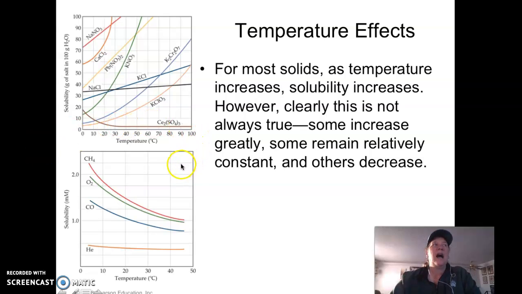So let's say I want to dissolve 70 grams of potassium chromate. Okay, what temperature? Okay, so I find my potassium chromate. I'd go 70 grams is right here. So I'd go down. I need my temperature to at least be 90 degrees.